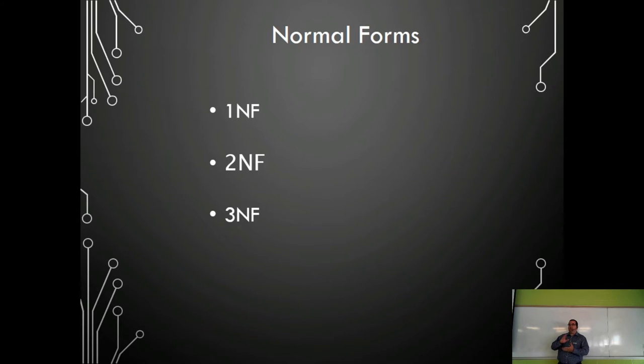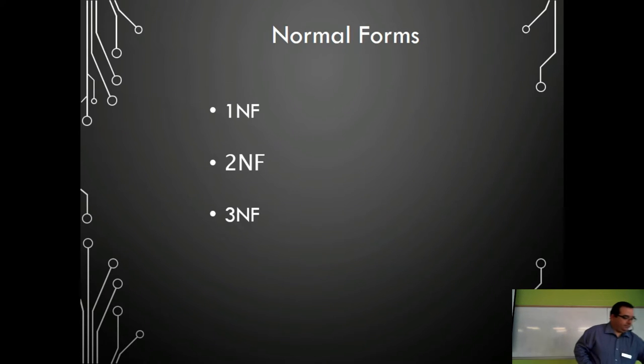There are actually currently three more normal forms past Boyce-Codd. I don't talk about them. We don't teach them at level one. They barely teach them at level two because they're designed to handle edge cases, as in the odd thing.